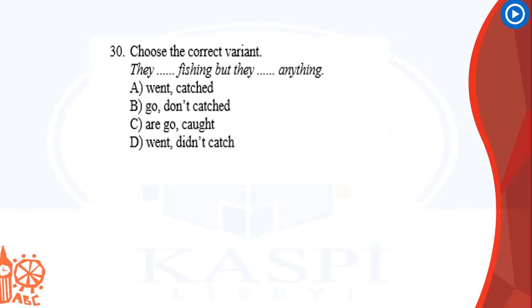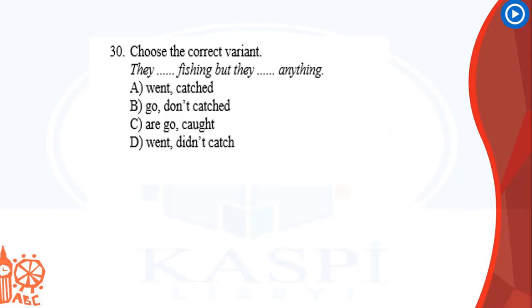Here, your task is to choose the correct variant. They, dots, fishing, but they, again dots, anything. In variant A, the answer is went and catched. As you know, catch is an irregular verb. So, the past form of the verb catch is caught. That's why variants A, B are wrong.